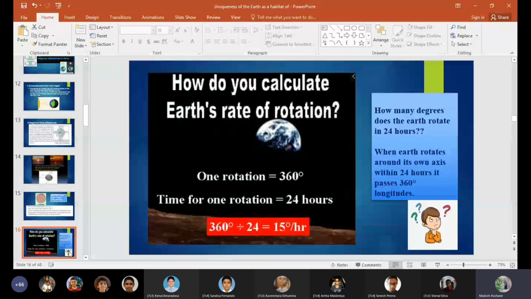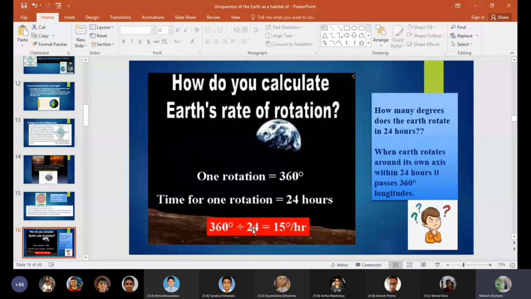How do you calculate Earth's rate of rotation? One rotation is equal to 360 degrees. The time for one rotation is 24 hours. So what you have to do is divide 360 by 24, and you get the answer as 15 longitudes.